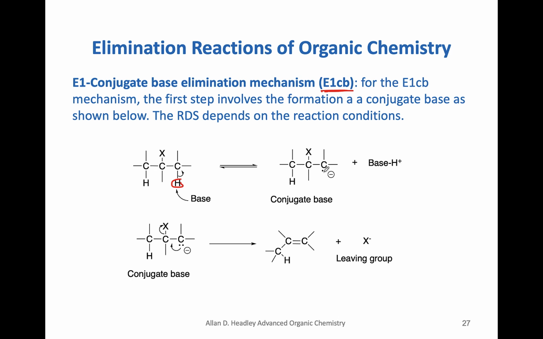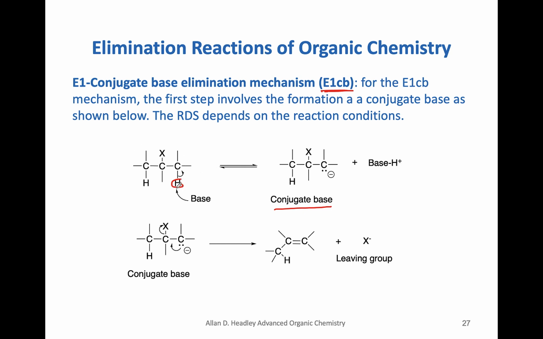This conjugate base now reacts, well, forms a double bond here, as shown down here, to kick out, so to speak, the leaving group to form the alkene. So this reaction is called the E1 conjugate base because it involves a conjugate base here. Notice I did not put a rate determining step here because that depends on the reaction conditions and the nature of this molecule.